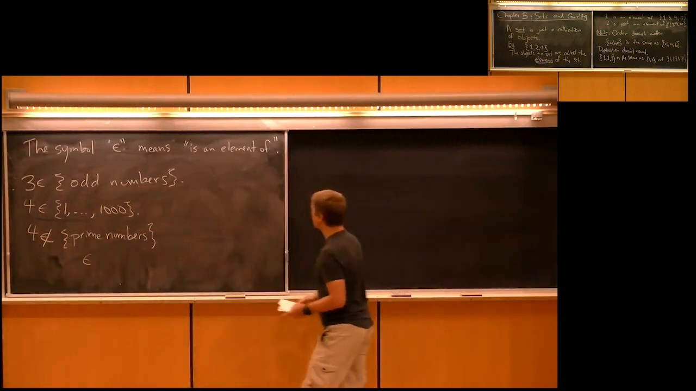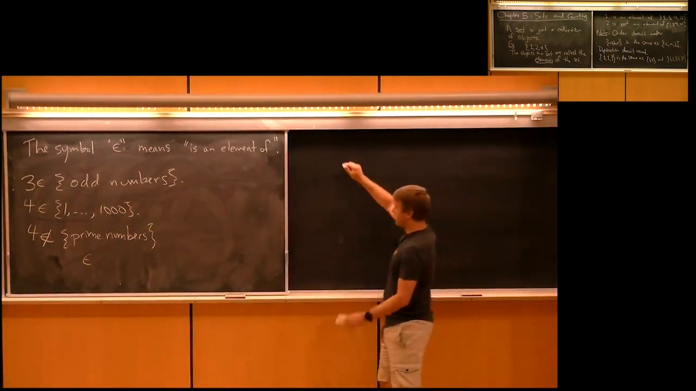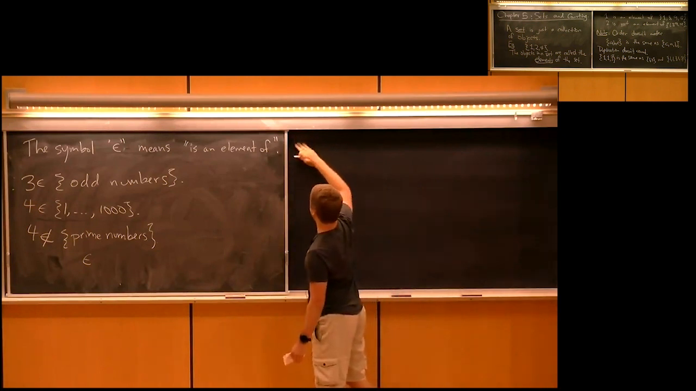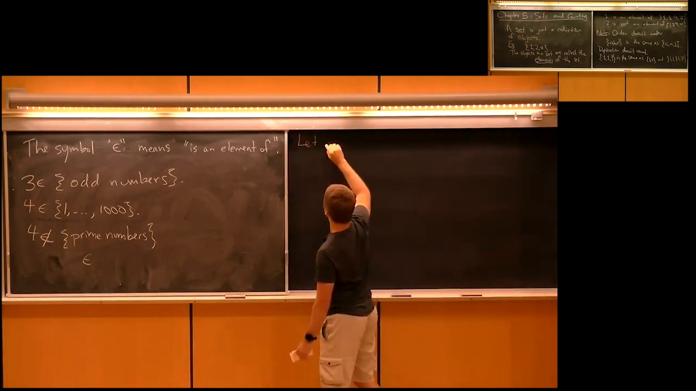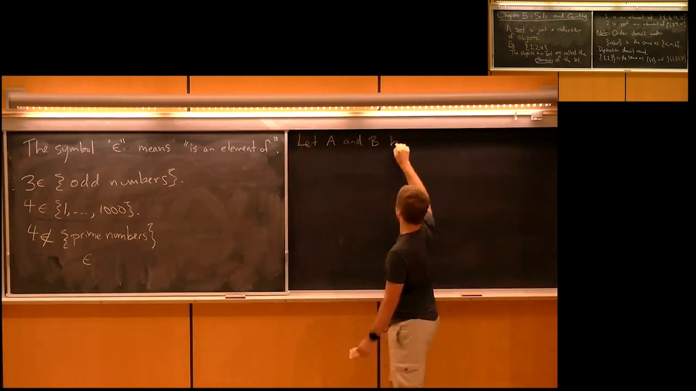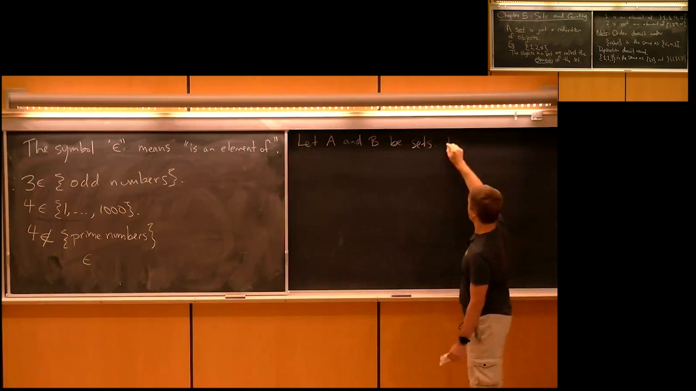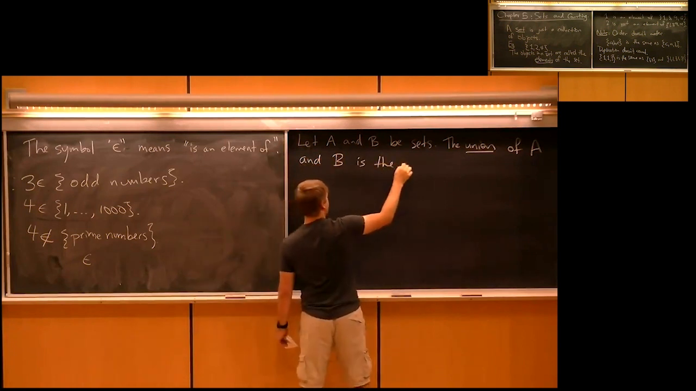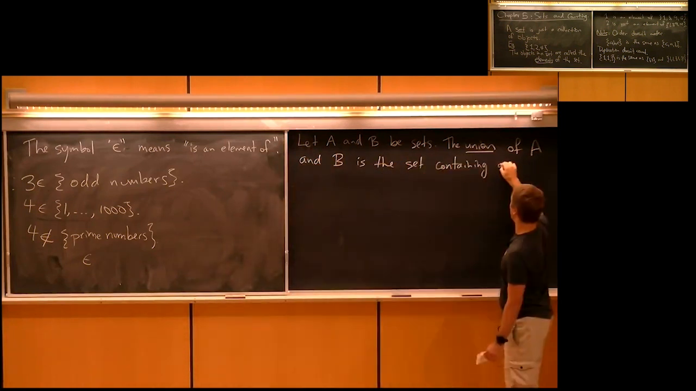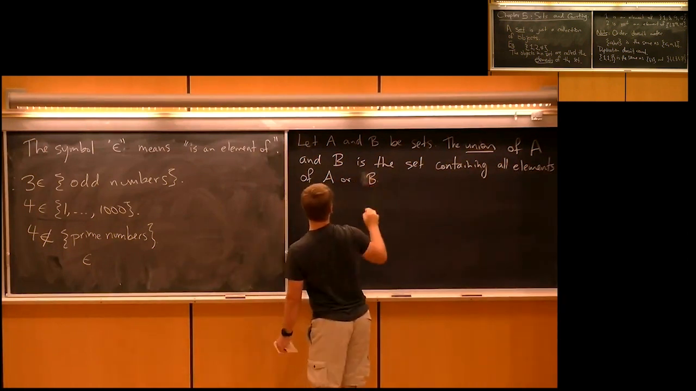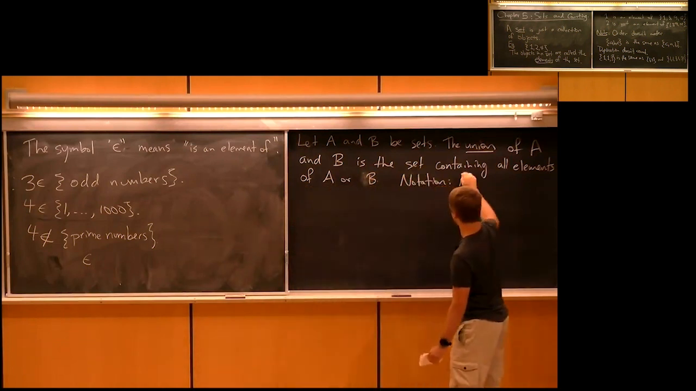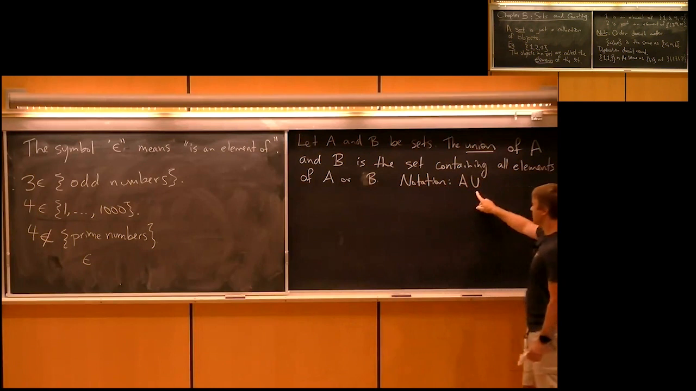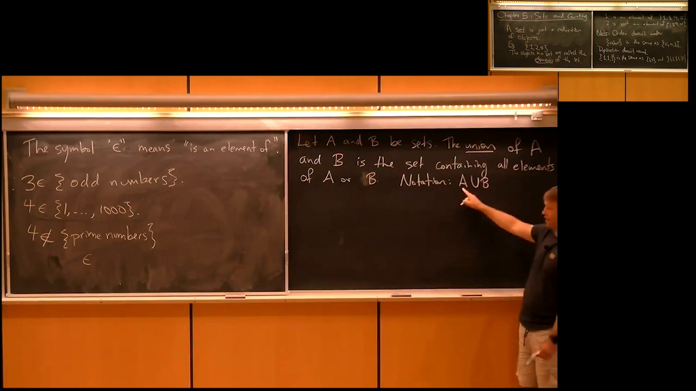Okay, so basically, I'm just going to keep giving you more notation for a while. If we let A and B be sets, the union of A and B is the set containing all elements of A or B. The notation is A with something that looks like a U, but without a tail. So this means A union B.